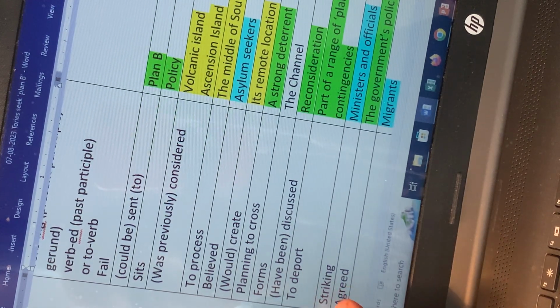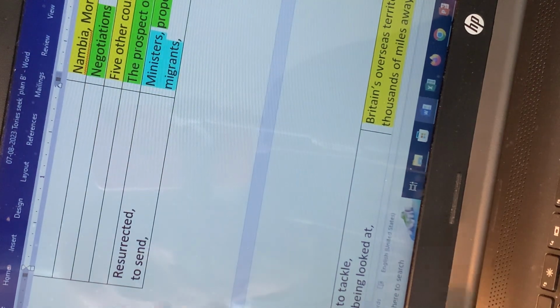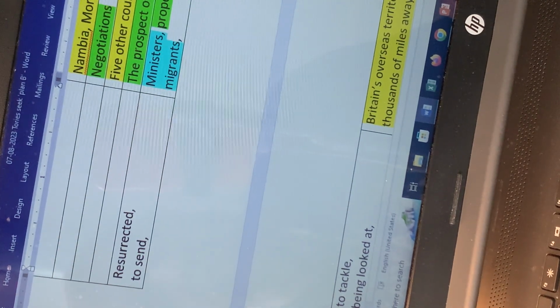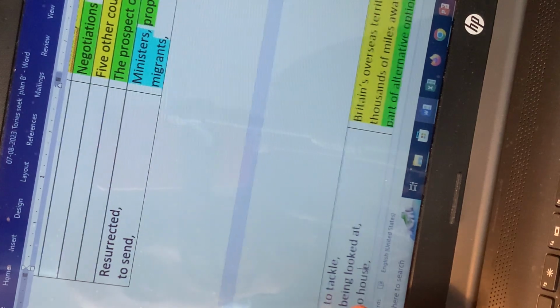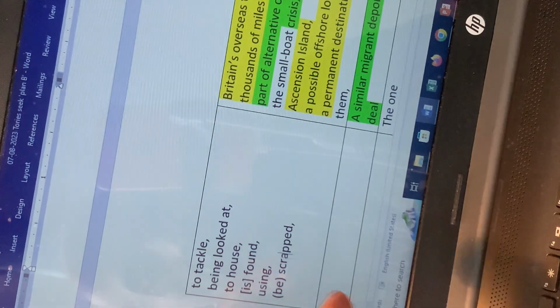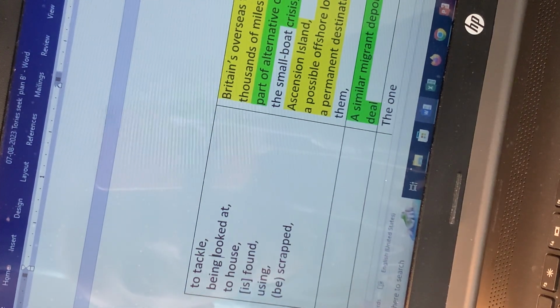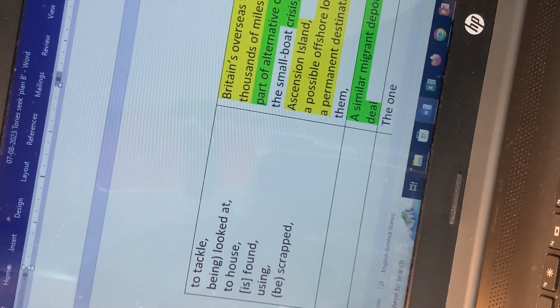Striking a deal. Here striking is a present participle. Agreed, resurrected, to send, to tackle, being looked at. Here is a passive as well.